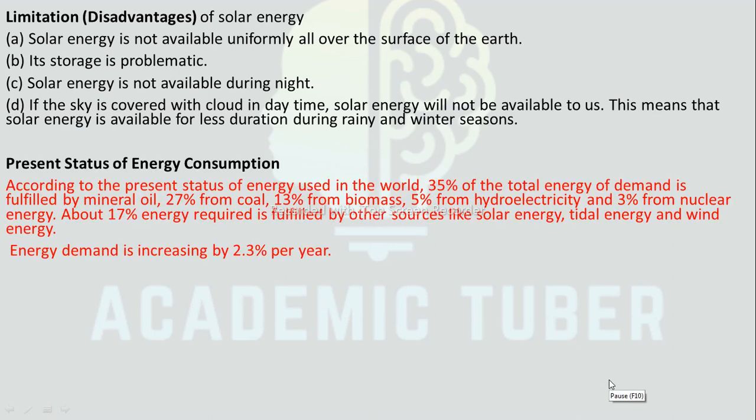Present status of energy consumption. According to the present status of energy used in the world, 35% of total energy demand is fulfilled by mineral oil, 27% from coal, 13% from biomass, 5% from hydroelectricity and 3% from nuclear energy. About 17% energy required is fulfilled by other sources like solar energy, tidal energy, and wind energy. Energy demand is increasing by 2.5% per year.